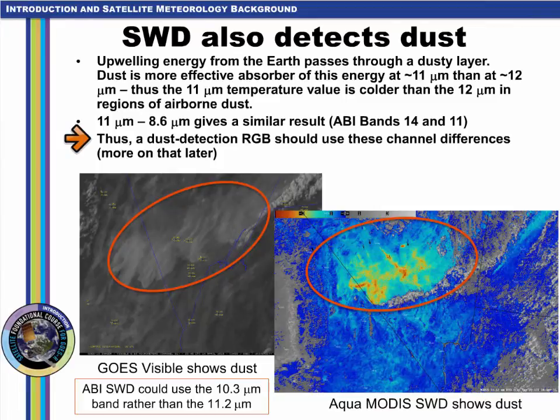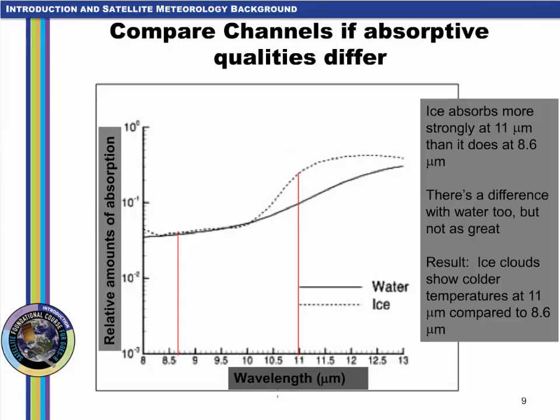Now, it is true that water vapor in the atmosphere will more readily absorb the 12 micron energy. This is the reason that the split window difference can detect moisture distributions. But this is a dust storm. It's occurring in a region without a lot of water vapor present. The dust absorptive differences for the 11 and 12 micron channels are mirrored in the ice absorptive differences in the 11 and 8.6 micron channels.